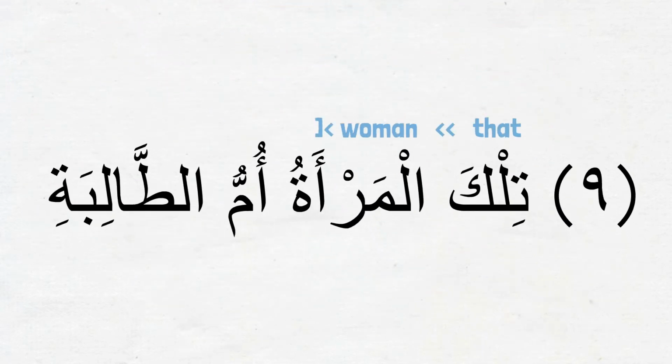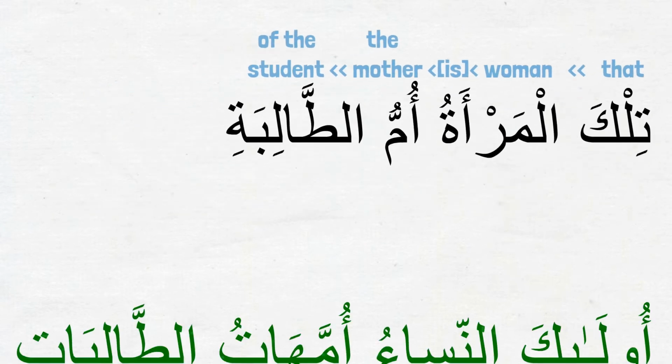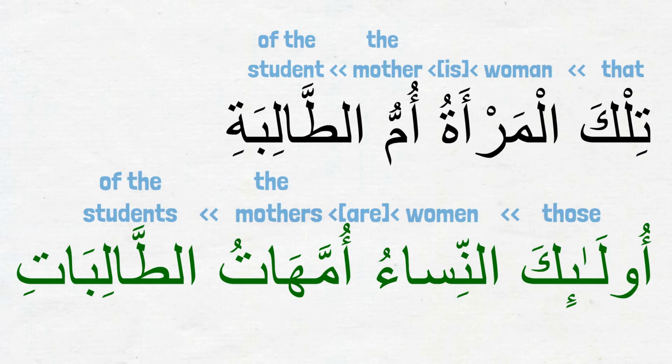Sentence 9 تلك المرأة أم الطالبة. That woman is the mother of the female student. Our new sentence should be أولئك النساء أمهات الطالبات. Those women are the mothers of the female students.